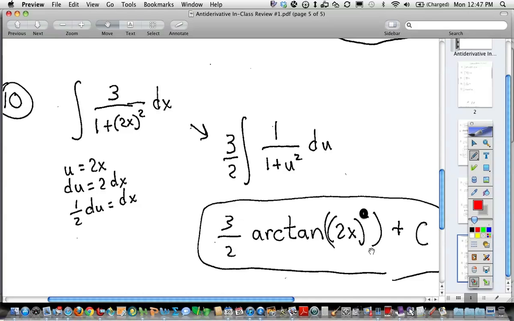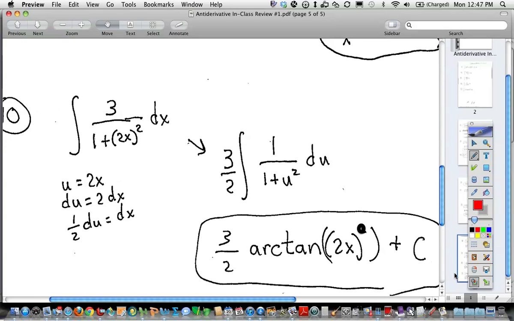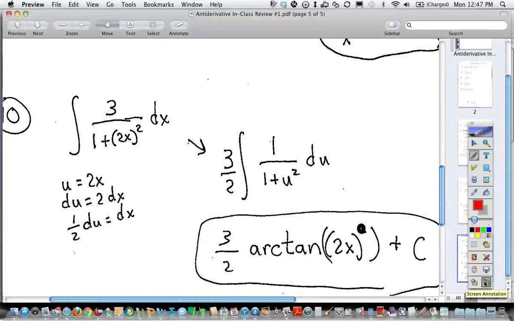Now, another one that we don't see very often, but it could be on there, like I said, there may be one or two that are fairly difficult, or something just a little extra in it. But what if you had 9 plus x squared dx? What if you had that?